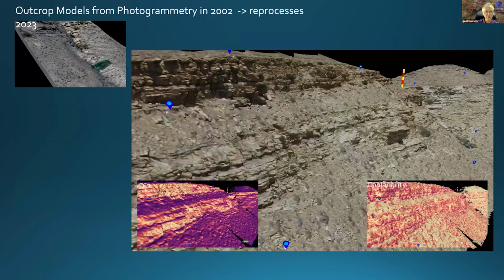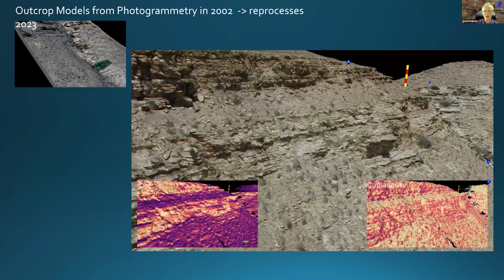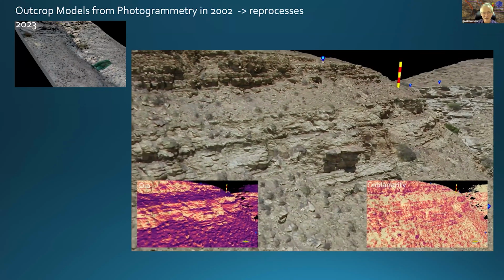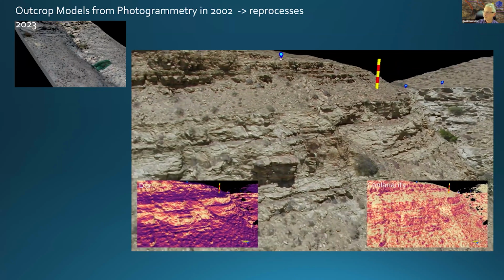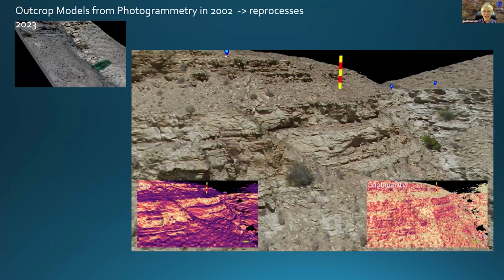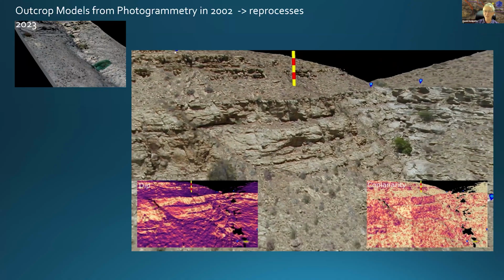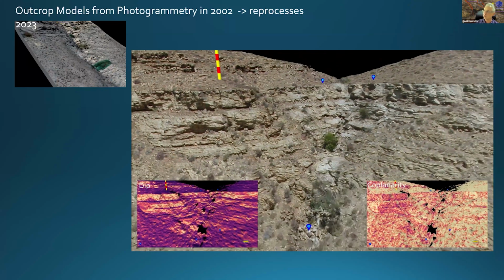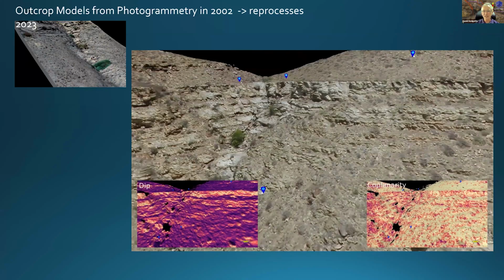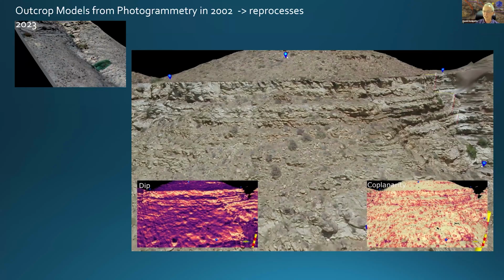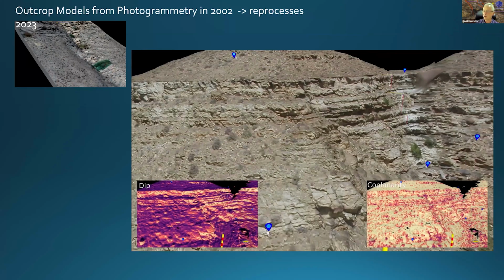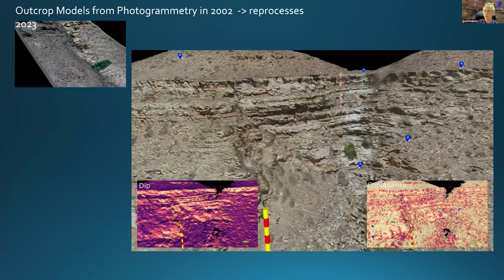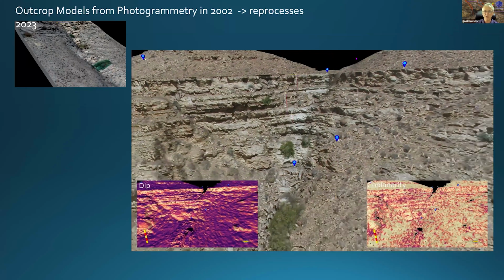Move forward to 2023, a couple of years ago, I found the same data set on some CDs shoved at the back of the cupboard, and I put exactly the same data set through modern photogrammetric software, and this was the result that came out of it. And you can immediately see the difference. Even with old photographs, we're able to produce very high resolution, accurate models, which we're able to go in and make measurements from.